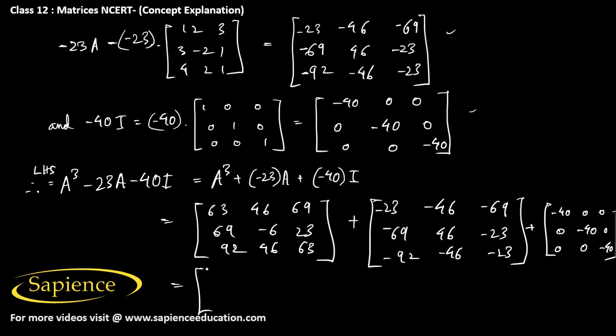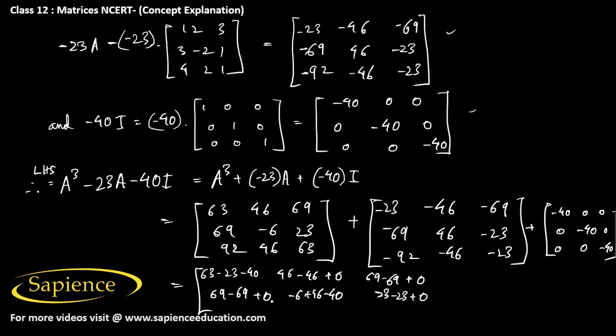So if we add them, we will get 63 minus 23 minus 40. Then 46 minus 46 plus 0. Then 69 minus 69 plus 0, and 69 minus 69 plus 0. And also minus 6 plus 46 minus 40. And 23 minus 23 plus 0. And 92 minus 92 plus 0. And 46 minus 46 plus 0. And 63 minus 23 minus 40.